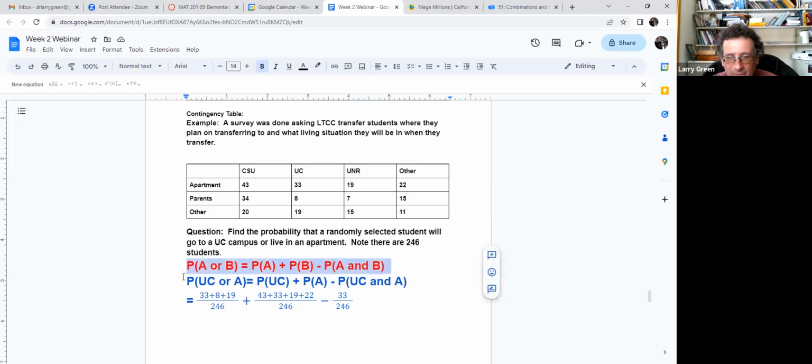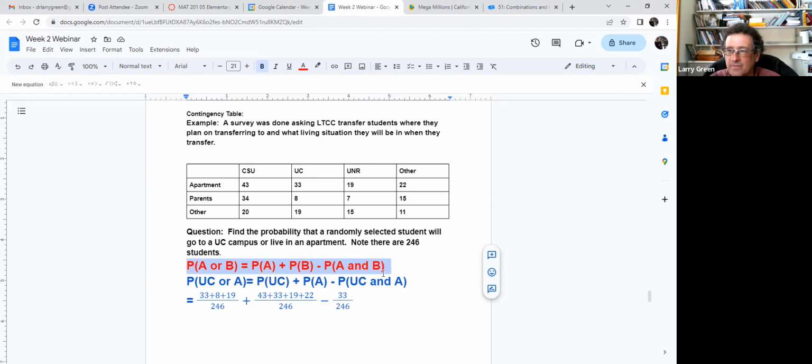Any questions so far? Okay, next, and hopefully you're used to this point, there's going to be an important formula. And here's the important formula. The probability of A or B is equal to the probability of A plus the probability of B minus the probability of A and B. Any questions on that formula?